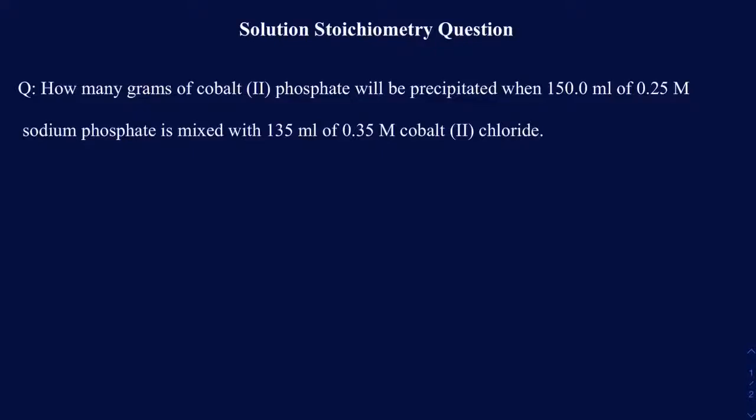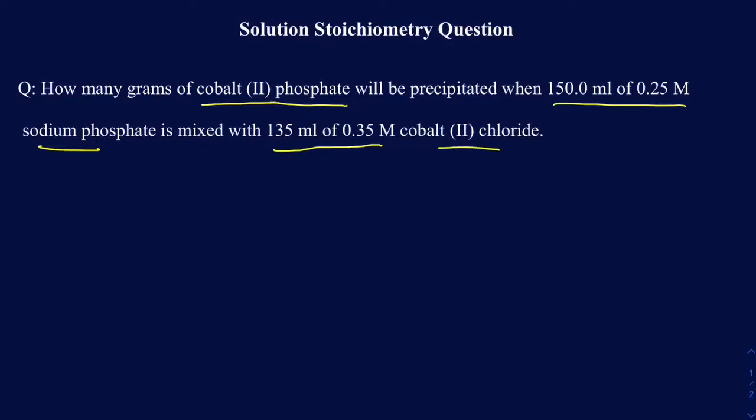In this video, we're going to be solving a solution stoichiometry problem. So let's jump right into it. Let's suppose we have this question where it's asking how many grams of cobalt(II) phosphate will be precipitated when 150 milliliters of 0.25 molar sodium phosphate is mixed with 135 milliliters of 0.35 molar cobalt(II) chloride.